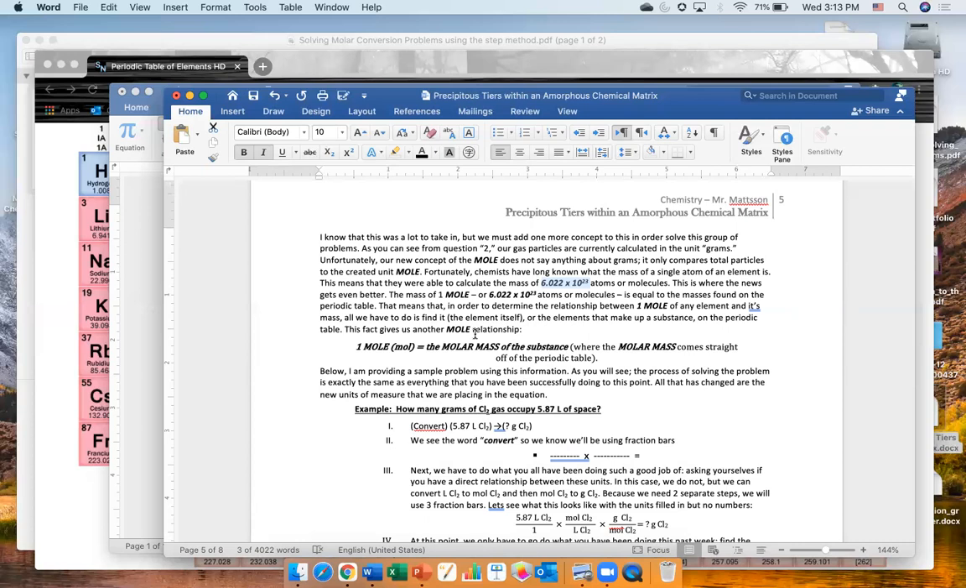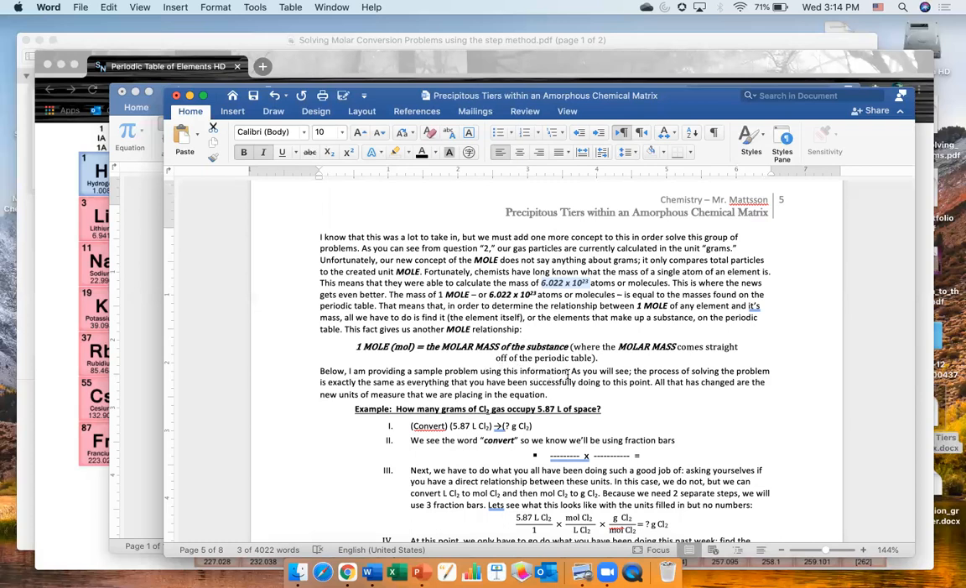This fact gives us another mole relationship. So this was our second definition of the mole. Here we can say that 1 mole, or 6.022 times 10 to the 23 units of any substance, is equal to the mass of that substance, the molar mass of that substance, where the molar mass comes straight off of the periodic table. Below, I'm providing a sample problem using this information.